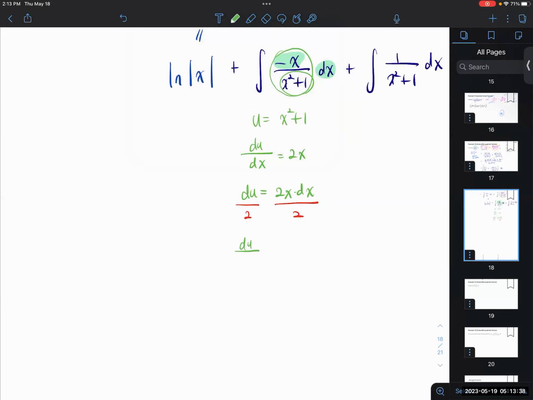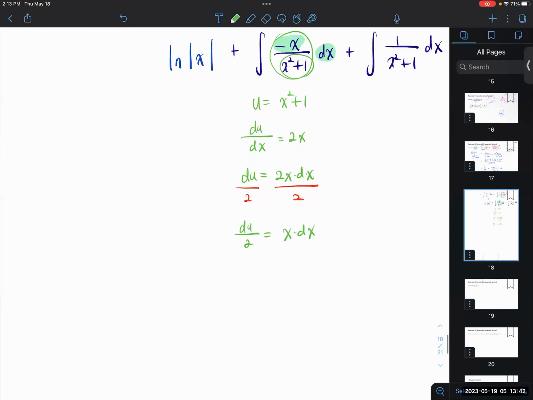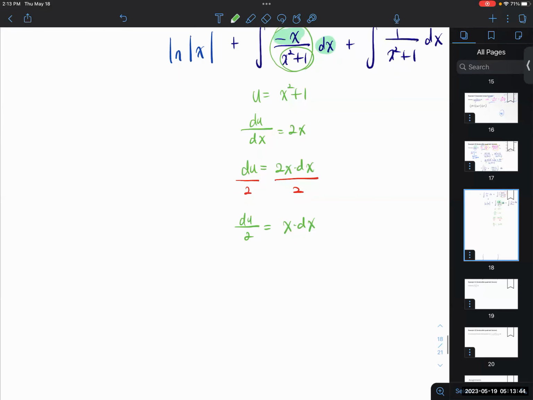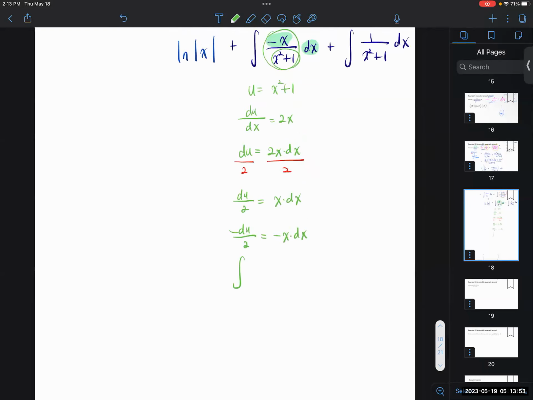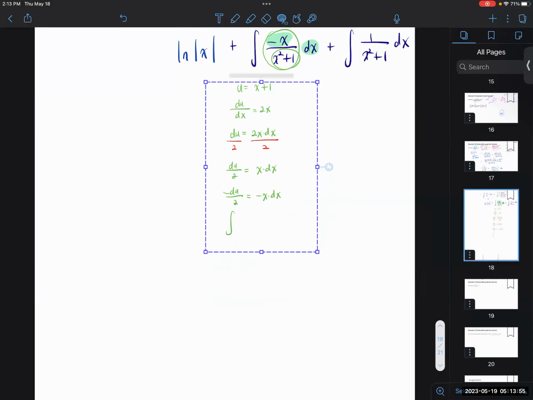So du over 2 is x times dx. And then you can multiply by negative on both sides. So negative du over 2 is a negative x dx. So we can rewrite it.